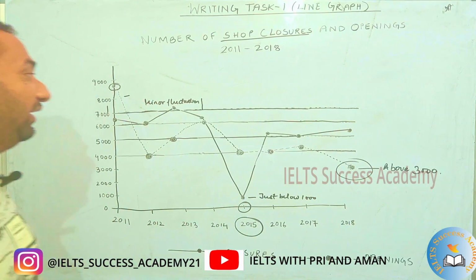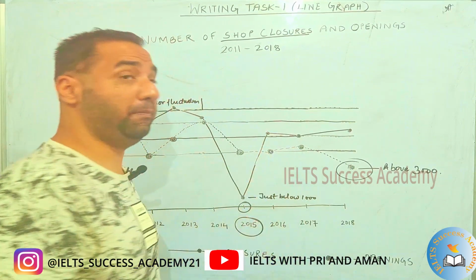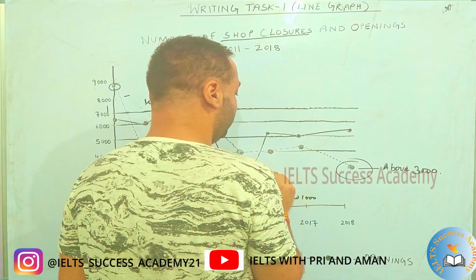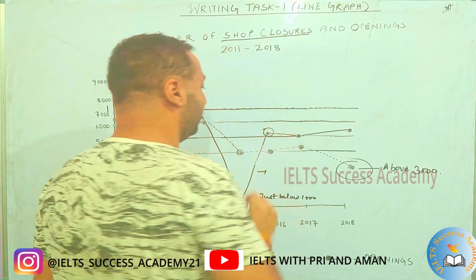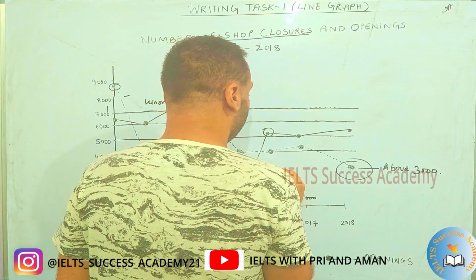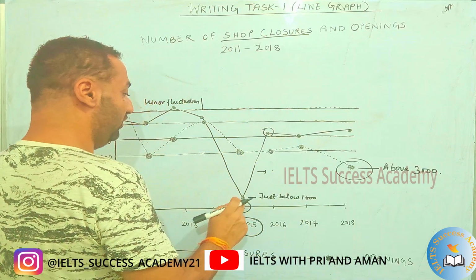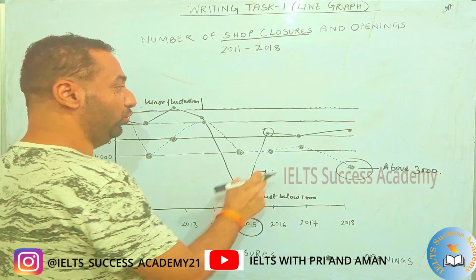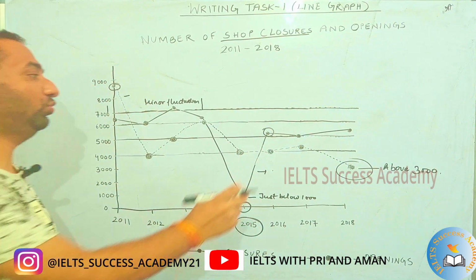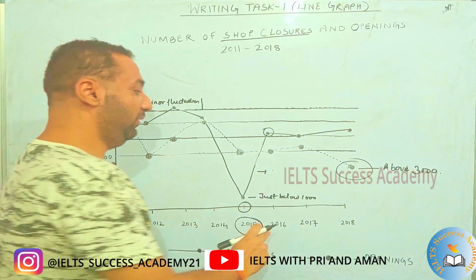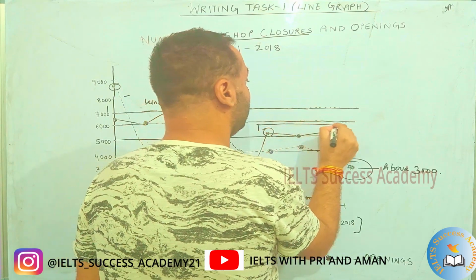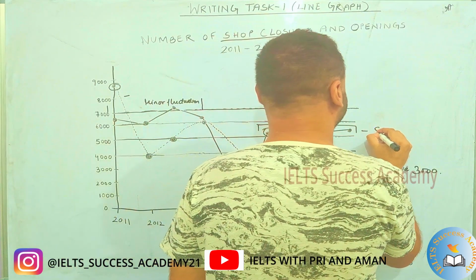Okay, but again in the year 2016 we see a major climb. In the year 2016 we had a major climb up, this one. Okay, so the number of shop closures again increased from just above 900 to 5,000. Okay, to just above 5,000. But from the years 2016 to 2018, we see another small fluctuation.